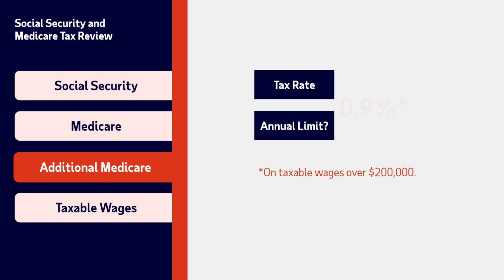Additional Medicare has a tax rate of 0.9% on taxable wages over $200,000. There is no annual limit.